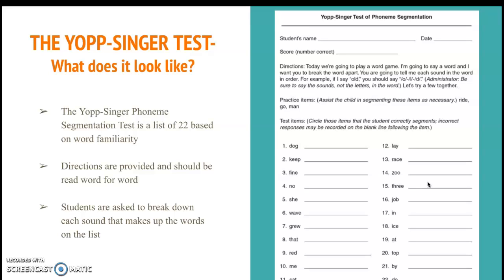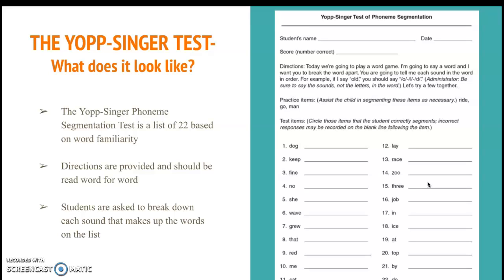So what does it look like? The segmentation test is a list of 22 words based on familiarity. The directions are provided and should be read word for word. Students are asked to break down each sound that makes up the words on the list. So to the right, I have an example here. At the top, the student's name is listed. The score of the correct words played out throughout the assessment will be written there.